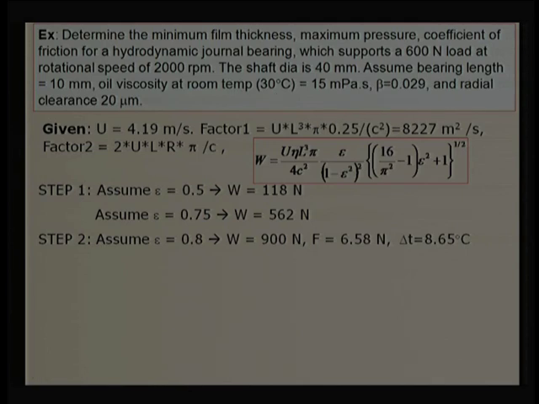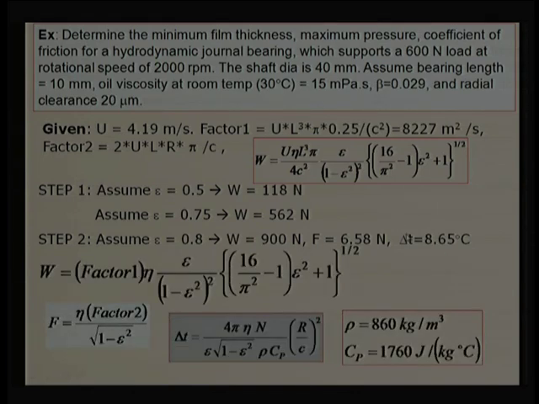So, for the time being we are saying, let us assume eccentricity is 0.8, calculate W, calculate friction force, find out the temperature rise, and that is turning out to be 8.65 degrees centigrade. Now, what is the next step? To find out what will be the viscosity for this.